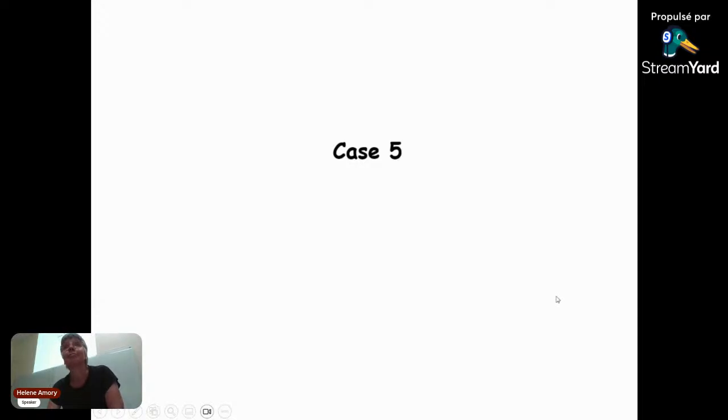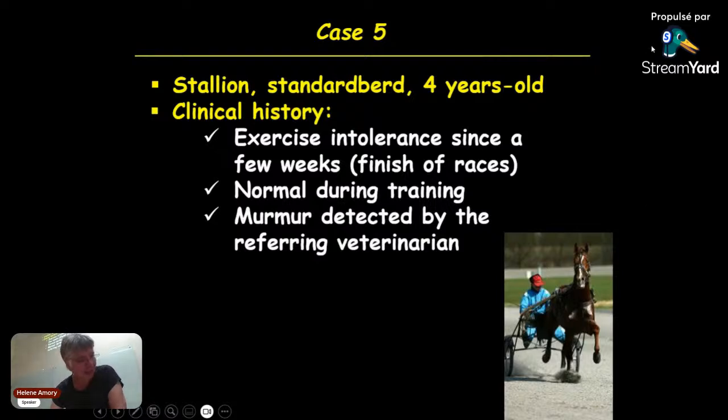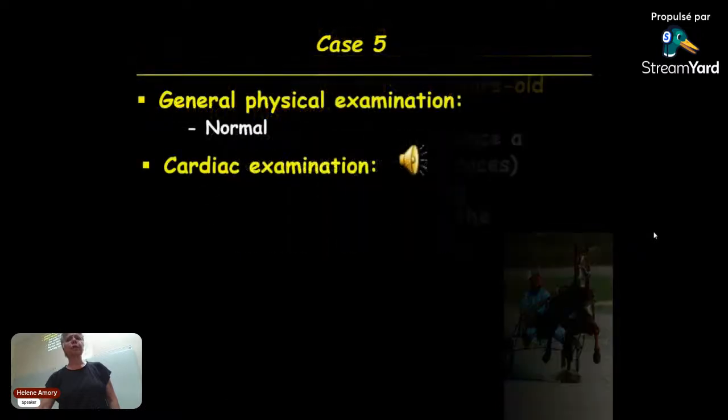Continue? Okay, as you want. This one is a standardbred stallion, performing race also, 4 years old. And the clinical history is an exercise intolerance since a few weeks. In fact, it's a horse that was normal during training, but he had problems to finish the races. He is in good position, but at the end of the race, he doesn't win, which is a problem with the racing horse, okay? And the vet that followed the horse had a murmur on auscultation.